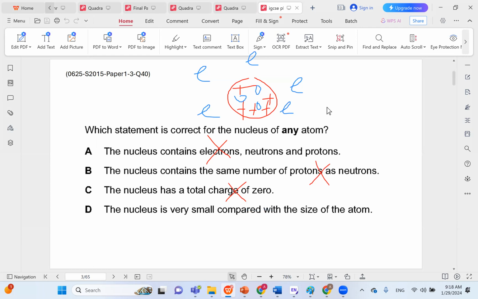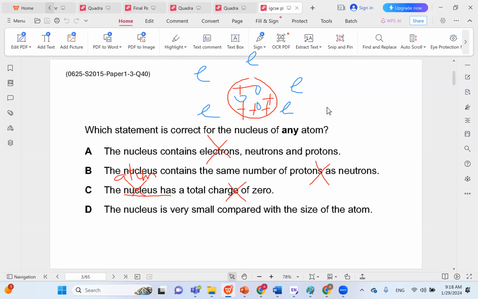The nucleus has a total charge of 0. This is also incorrect because it has protons and neutrons. Neutrons are neutral and protons are positively charged. So the nucleus will always be positively charged. However, a neutral atom would have a total charge of 0. So beware of the difference between the nucleus and the atom. If an atom is neutral, it has a total charge of 0.